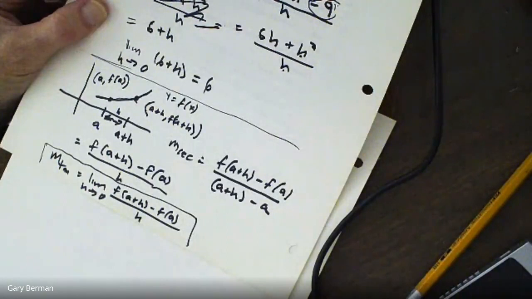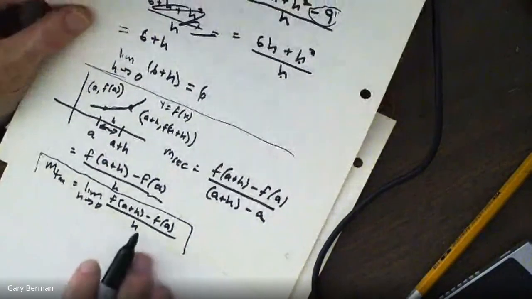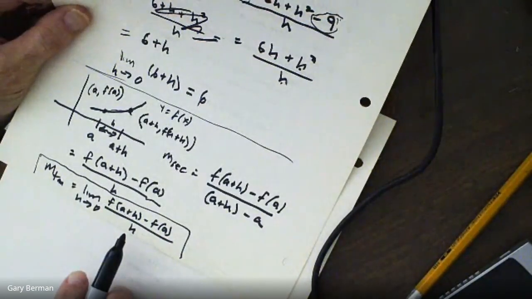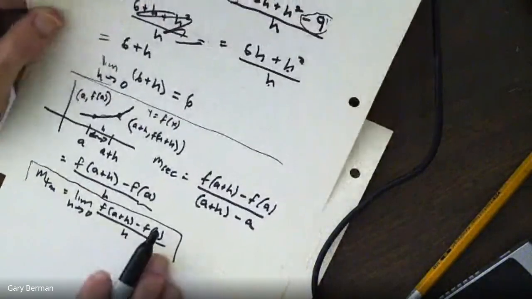Everyone kind of with me? This is going to take a while to absorb. It's not an easy concept. All right. This represents the slope of the tangent to the curve, or the slope of the curve. Yeah, I know, Daniel. I'm sorry. Unfortunately, it's going to get a little worse before it gets better.